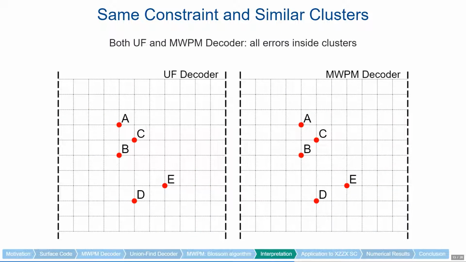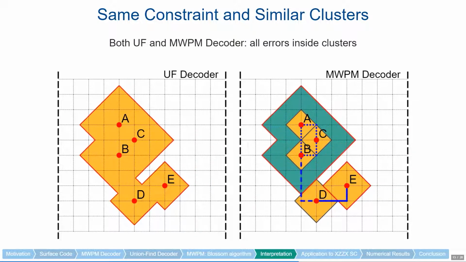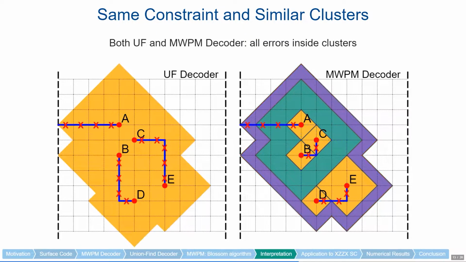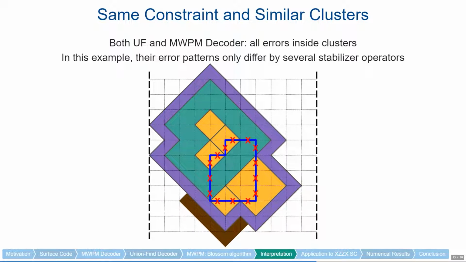Let's look at them in parallel again to see how they evolve. You may notice that the shape of their clusters looks pretty similar. If we combine them together, the bottom dark region is the difference between their shapes. In this example, the correction patterns of the unifying decoder and MWPM decoder only differ by several stabilizer operators.